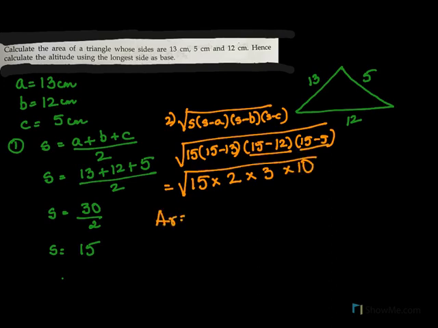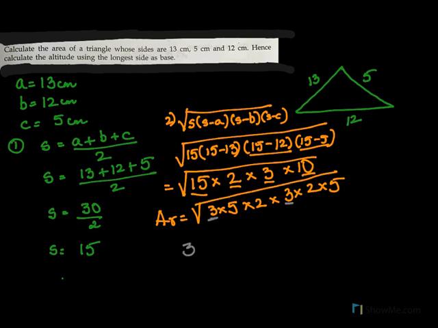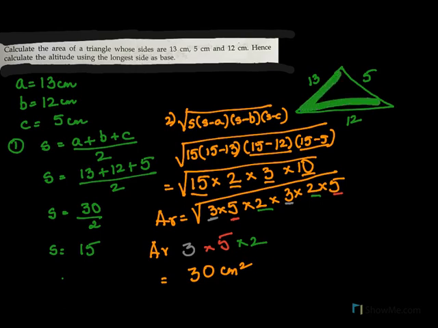I'm calculating the area. 15 I will write as 3 into 5, 2 I write as 2, 3 I write as 3, and 10 I write as 2 into 5. Now I need to make pairs to remove them from under the root sign. So 3 and 3 will be one 3 here. Then 5 and 5 gives 5, and 2 and 2 gives 2. So my area in this case becomes 30 centimeter square. So the area of this triangle is 30 centimeter square.